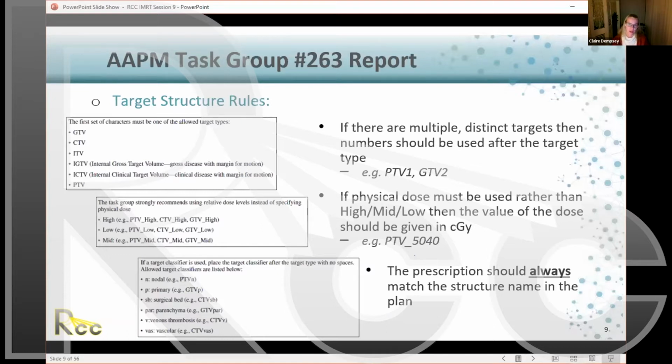The important thing with target structure rules is the prescription that is written by the radiation oncologist should always match the structure name in the plan. So you are checking that the prescription and the plan are exactly the same. And then there's also, if you've got target classifiers, so primary, surgical bed, things like that, there's different subtext you can use after the PTV or CTV naming convention.